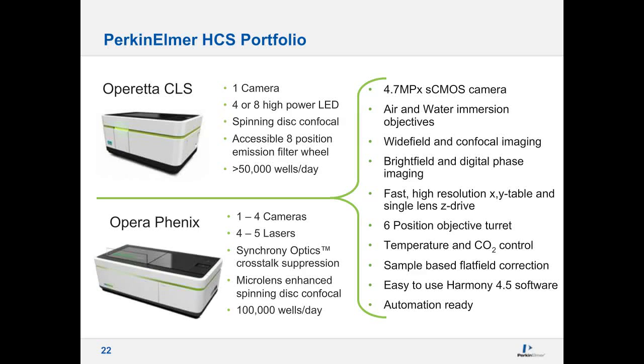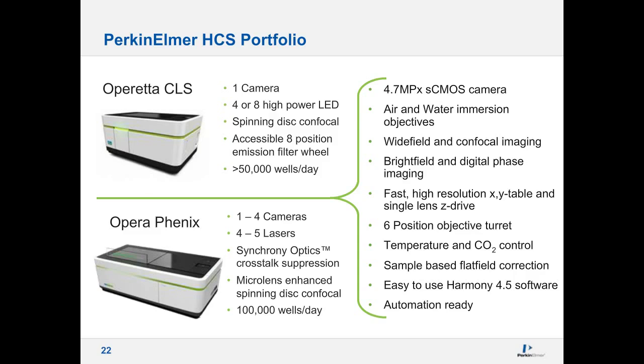final overview of the Operetta CLS, which has one camera, 48 high-power LED, provides you with spinning disk confocality, has a user-accessible 8-position emission filter wheel, and if you look at a 4-color assay, is good for more than 50,000 wells a day. Compared to the Opera Phoenix, which features up to 4 cameras, is powered by lasers for excitation, has synchrony optics for crosstalk suppression during simultaneous acquisition, and benefits from a microlens enhanced spinning disk confocal. This one will give you even 100,000 wells a day for a 4-color assay.